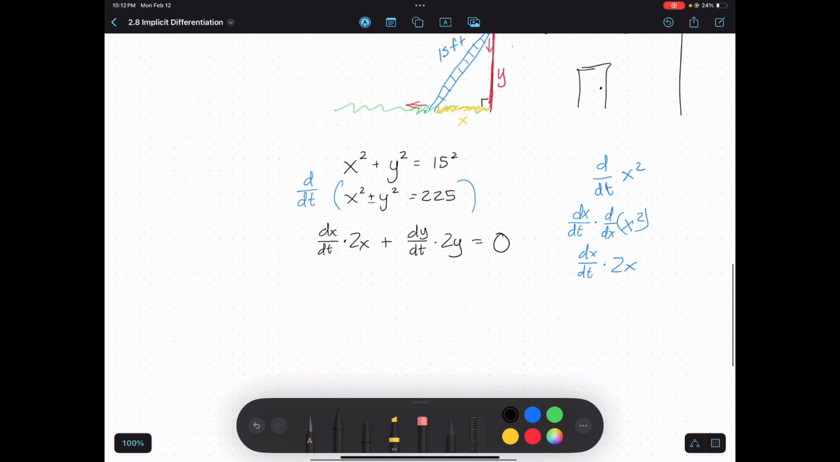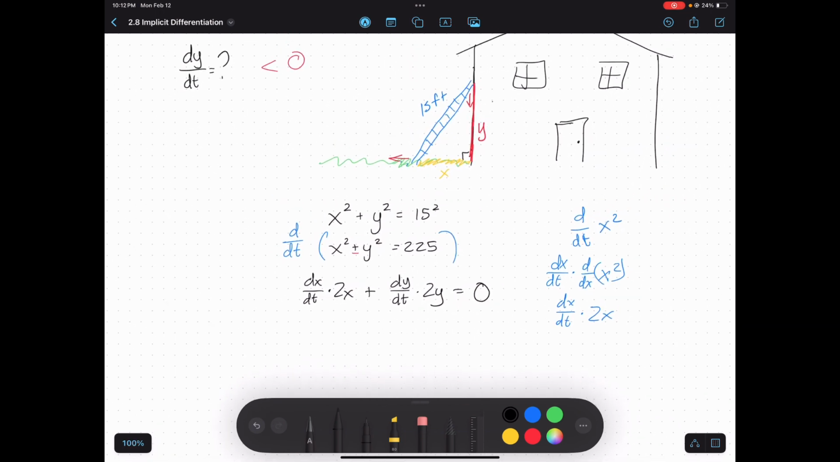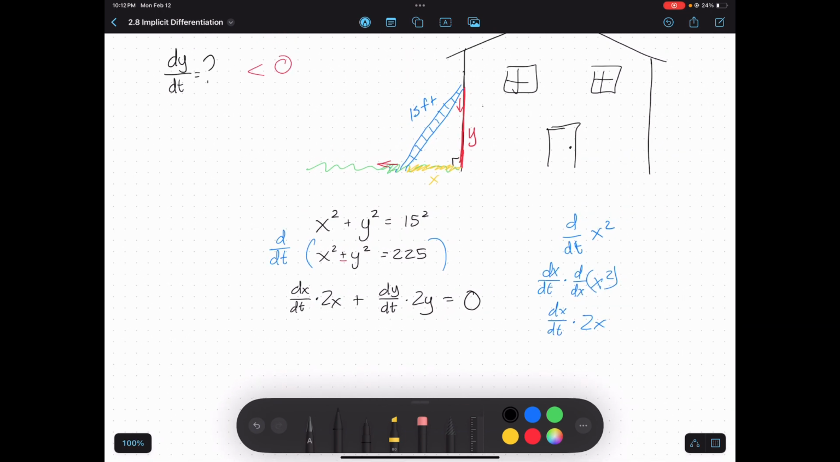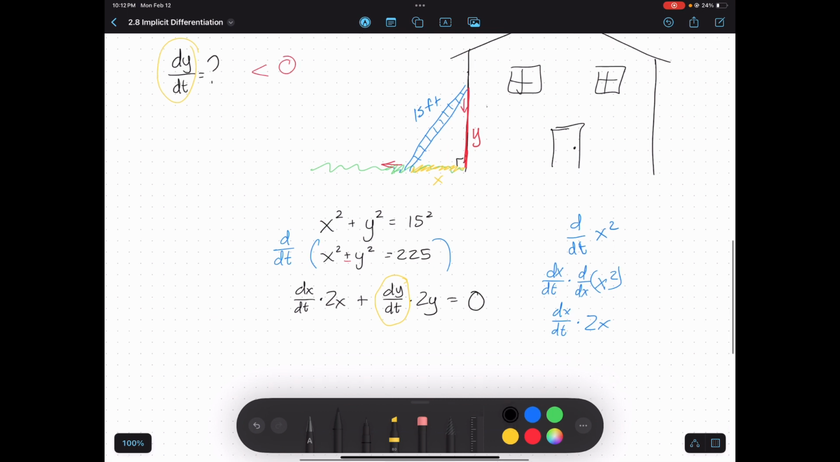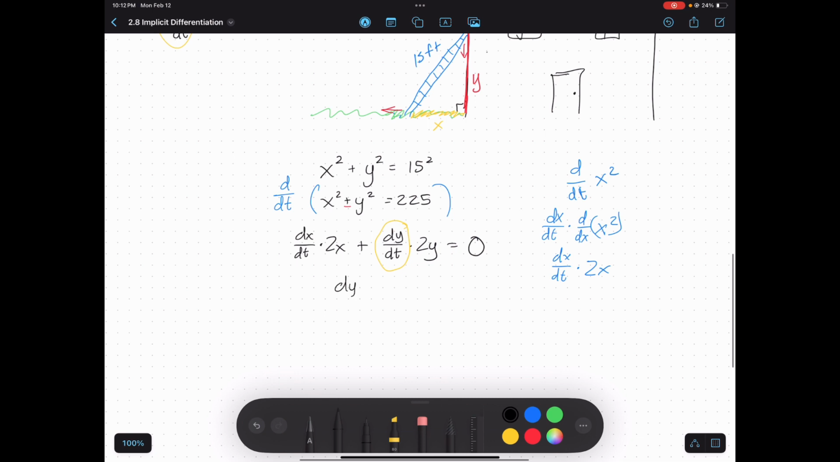Okay, so now I have an equation that actually deals with dy over dt. So we see that's what I'm looking for, dy over dt. Well, it turns out in order to fully solve this problem, sure, I could go ahead and solve for dy over dt. And what does that leave me with? That leaves me with dy over dt equals negative dx over dt times 2x all over 2y.